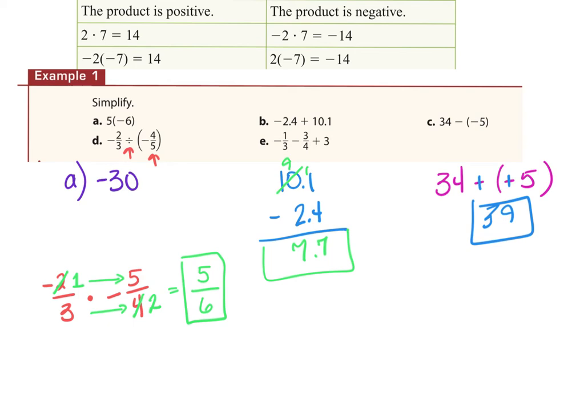The last one is everyone's least favorite by far. Adding and subtracting fractions. Always people's least favorite, right? We don't even want to deal with it. But what do you have to have when you add or subtract fractions? A common denominator, right? And so we're going to say negative 1/3 minus 3 over 4 plus 3. Couple ways to do this, by the way.